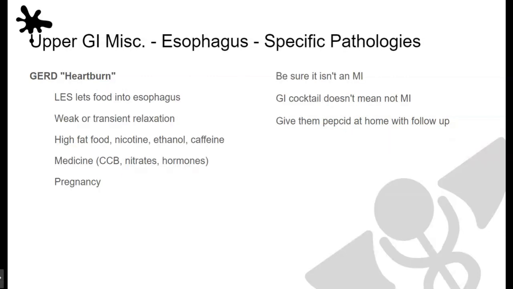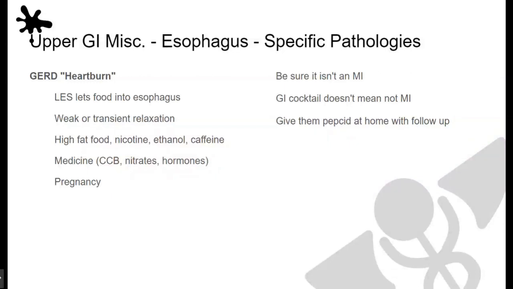Other things in the esophagus, there's GERD, which we also call heartburn. So the lower esophageal sphincter lets food back into the esophagus. Maybe it's weak or there's some transient relaxation. This happens with people who eat high fat food, people with nicotine, ethanol, caffeine addictions. The stereotype, right, is that one uncle that everyone has who chain smokes, drinks too much, and chases it with coffee the next morning, and they're always walking around burping, maybe a fistful of Tums kind of thing.